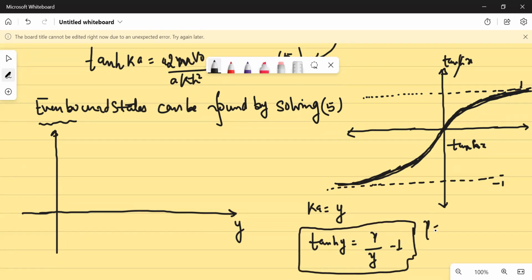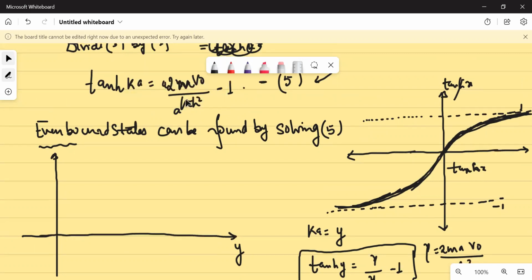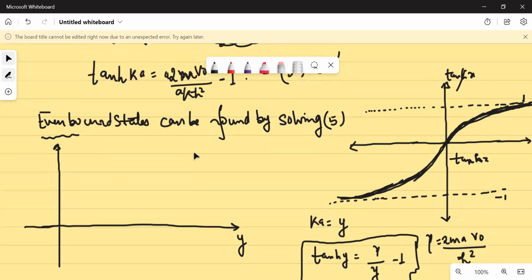Here gamma is equals to what? It is a constant which is given by 2ma V naught upon h cat square. Is that clear? देखो क्या किया, जस्ट a से मल्टीप्लाई कर दो इसको and a से डिवाइड कर दो. So this ka will become y and this entire thing is a constant. 2ma V naught. ठीक है.